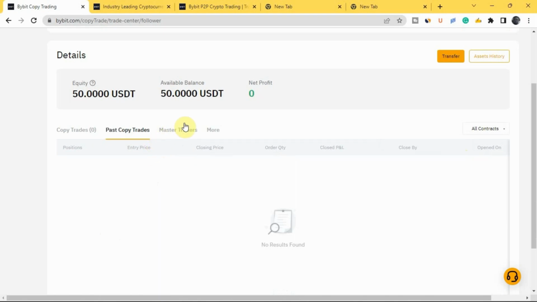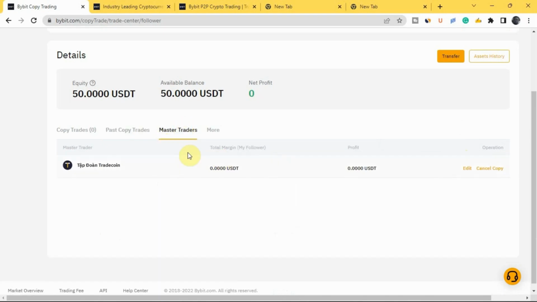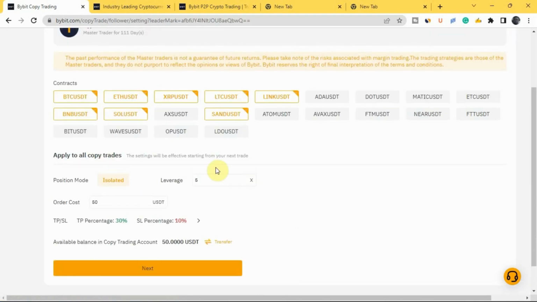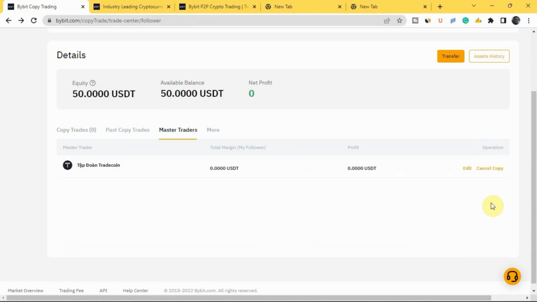And if you want to see the people you are following, you come here to where you have master traders. You can see this is the person you are following right here. Also, if you want to edit the strategy, you come here to where you have edit. You can see edit right here. You tap on edit and you can change the different strategies right here. Or let's say, for example, you want to stop following this person, you want to stop copying this person's trades, you just come here and tap on cancel copy.